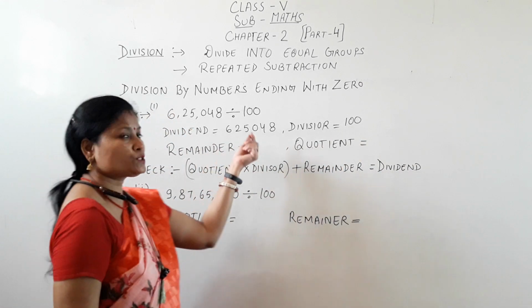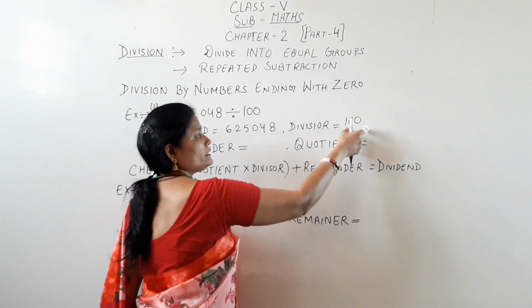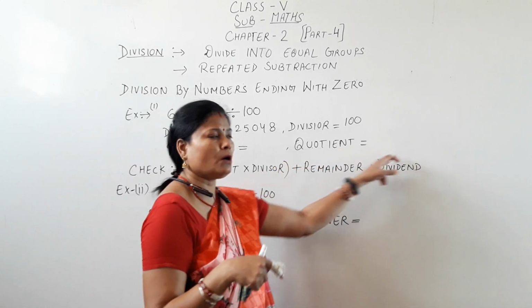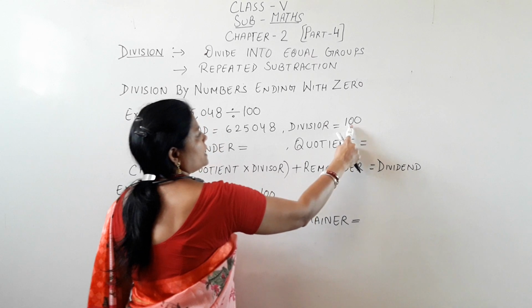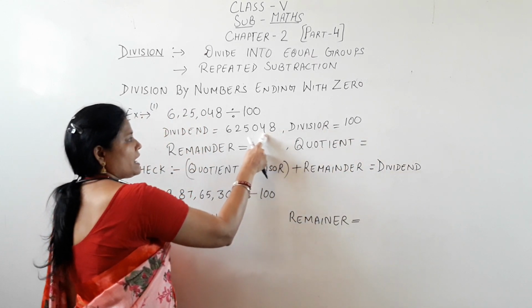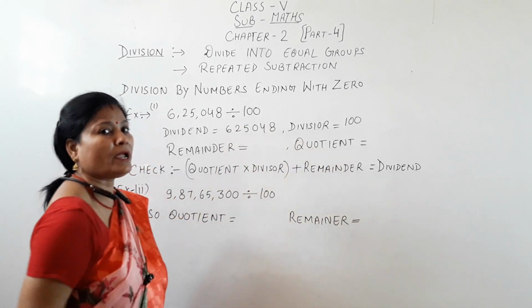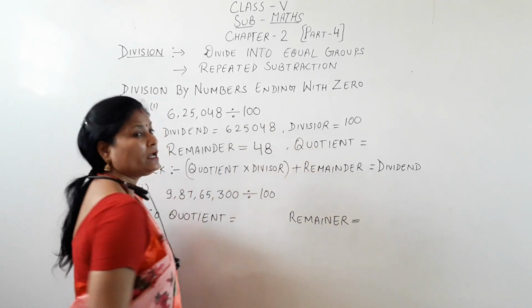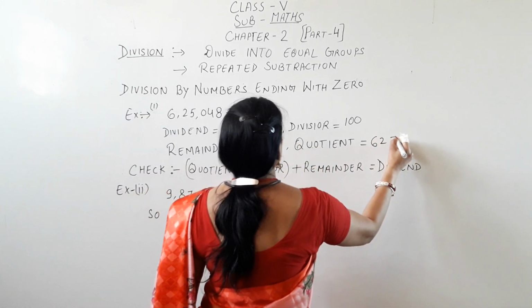This is a very small thing. Keep in mind that if we divide any number by a multiple of 10, like 100, we can directly find the quotient. How? See, how many zeros are there? 2. So from the last, the ones and tens, these two digits should be the remainder. So we can say that 48 is my remainder, and after that all the remaining digits should be the quotient.